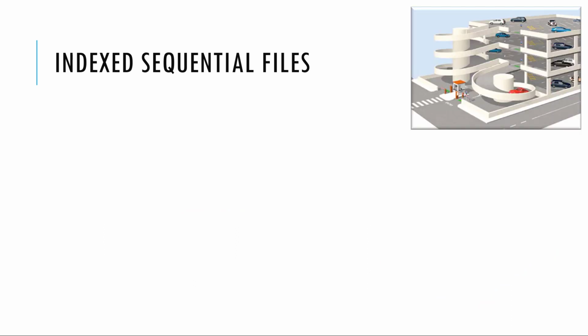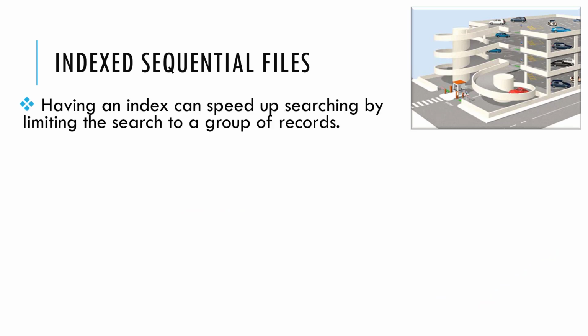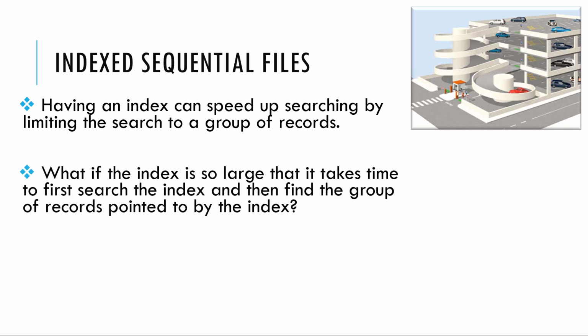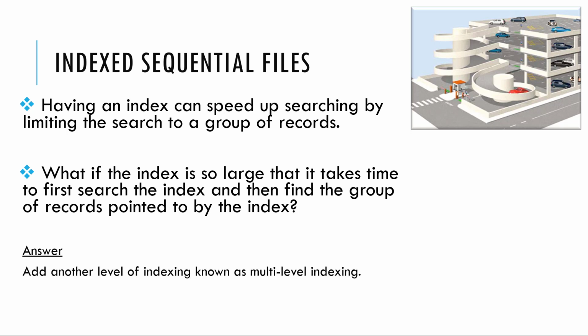Now, index sequential files provide something that's quite useful, and that's a multi-level index. Having an index can speed up searching by limiting the searches to a group of records. But what if the index is so large that it takes time to first search for the index itself and then find the group of records pointed to by the index? Well, our answer here is that we're going to use another level of indexing known as multi-level indexing.